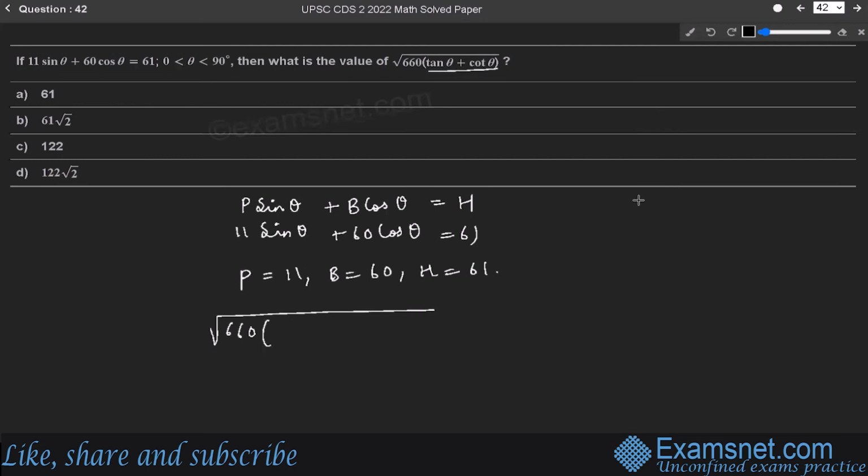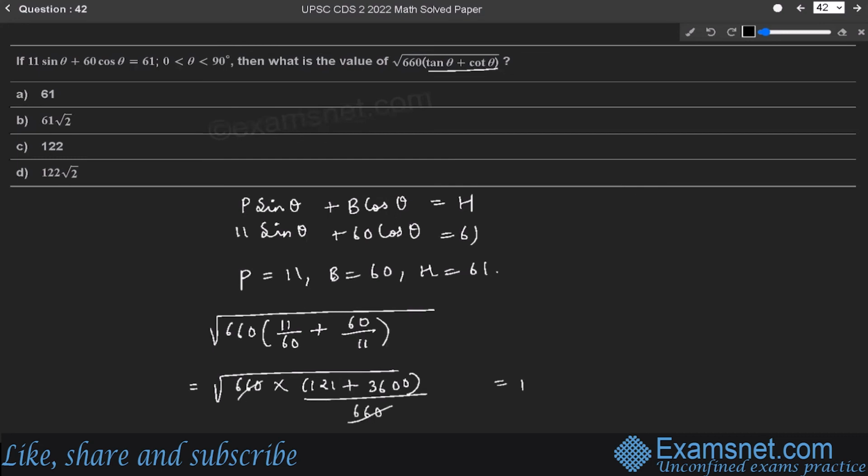Now we have to find the value for under root of 660 into tan theta plus cot theta. Tan theta is perpendicular upon base, so it will be 11 upon 60. And cot theta is base upon perpendicular, so it will be 60 upon 11. Now taking the LCM, it will be equal to 660 into 121 plus 3600 upon 660. So these both will be cancelled. And 121 plus 3600 is 3721. And we know that the square root of 3721 is 61. So the correct answer here is option number A, which is 61. I hope this question is clear to you.